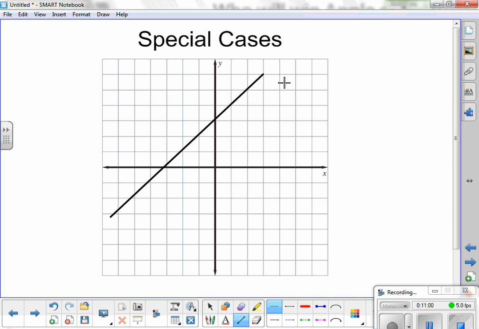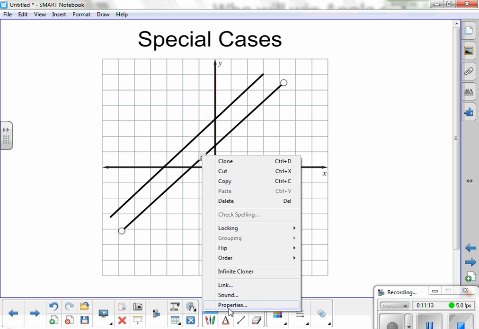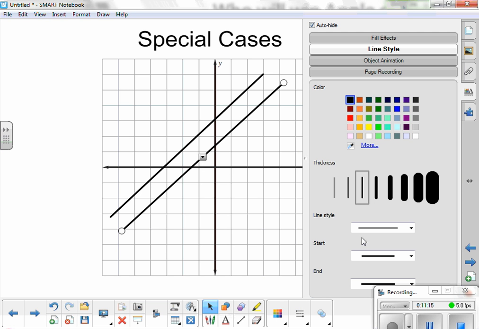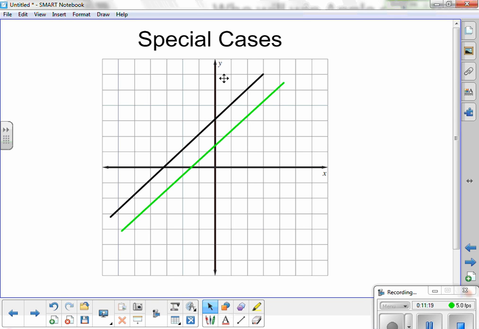Since we said that the solution is where they cross, what if you were graphing two lines and they were parallel? If you graph two lines and they end up being parallel, and we know that the answers are wherever they cross, parallel lines never cross. So that means that this has no solution. Okay, you have two lines that are parallel, so special case on that.